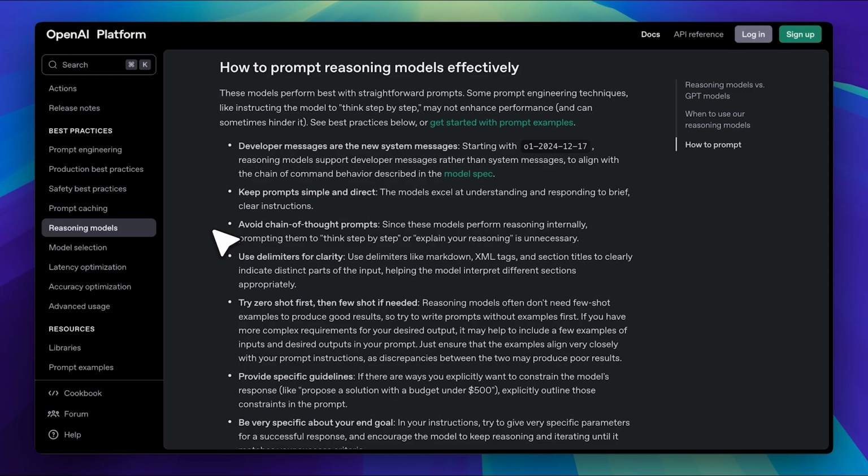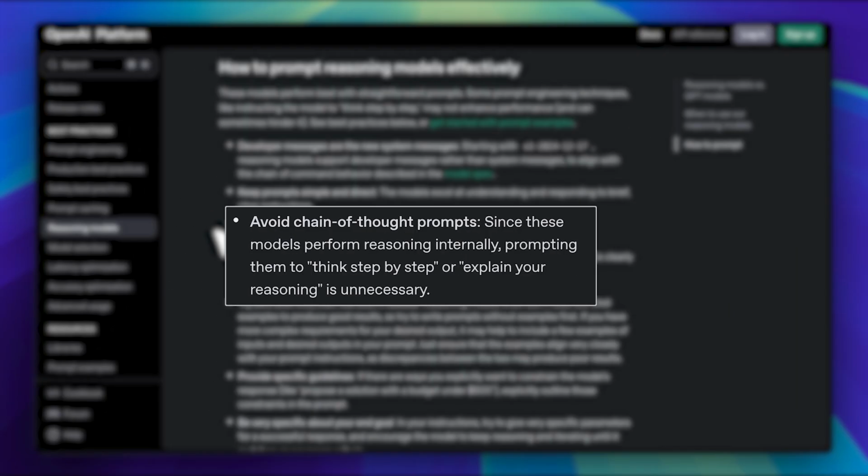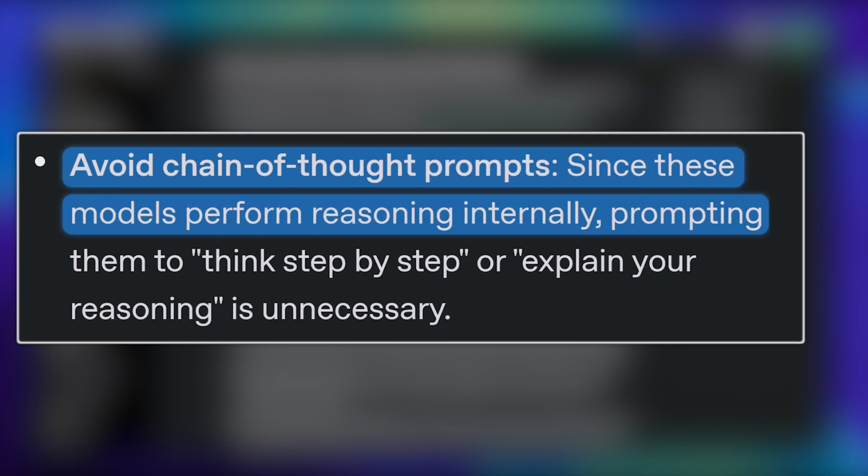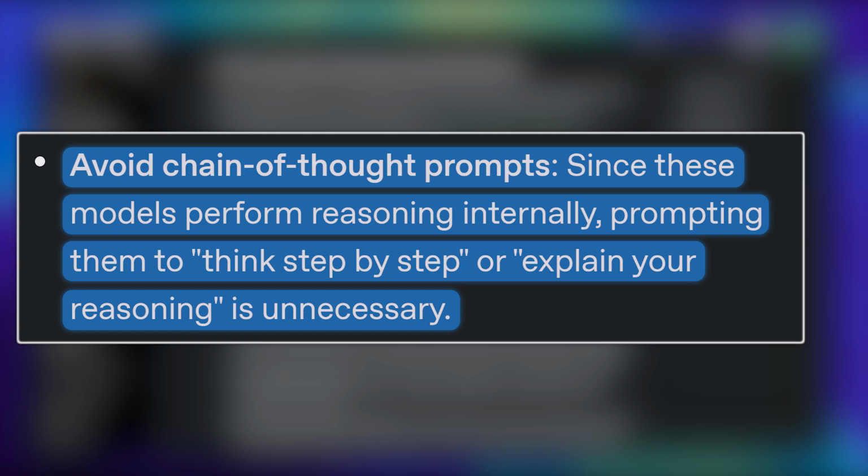Next, OpenAI advises against adding chain of thought prompts when using these reasoning models. This refers to asking the models to think step by step or explain their reasoning. Since they are already reasoning models, there's no need to do that. You might think people don't make this mistake, but trust me, I've seen many, not just on social platforms but in my daily life as well, who still ask these models to think step by step or to actually think.